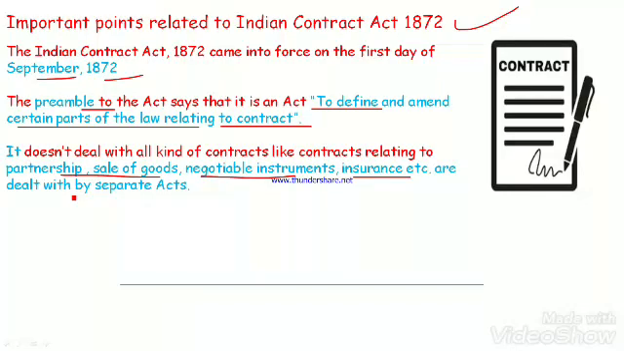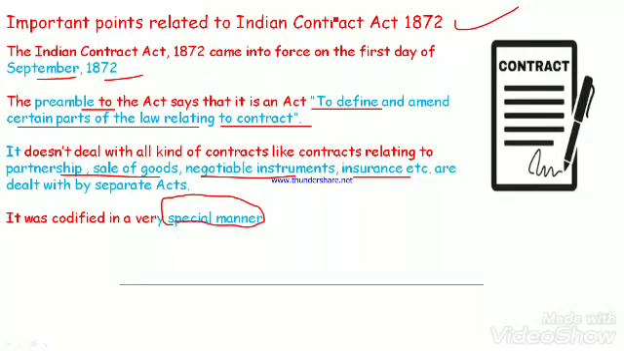It only deals with some specific contracts. It was codified in a special manner. How was it codified in a specified manner? Since you know that the Indian Contract Act 1872 was initially from the British era, it is called and codified in a very special manner.